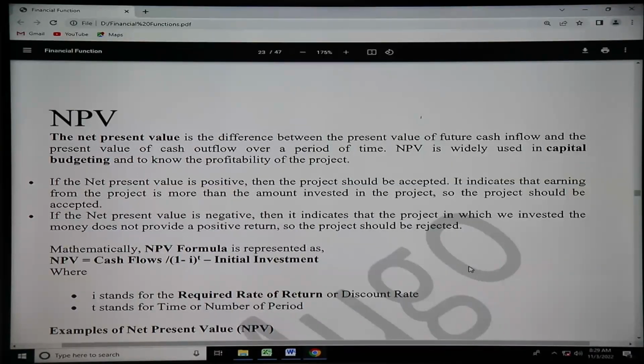The simple formula for this, as we explained the concept, is that the net present value here refers to cash flow. When we talk of the cash flow, we are simply referring to the cash in and cash out, the inflow and outflow.